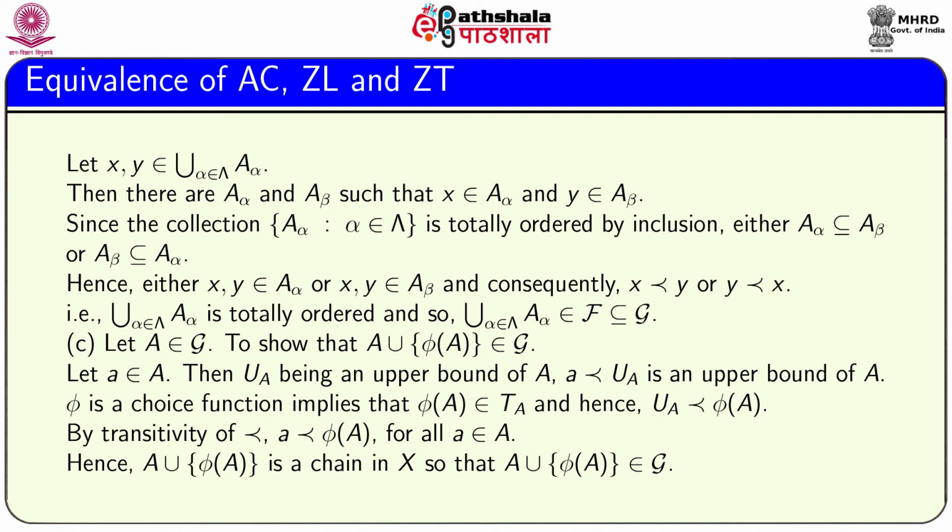Let us take a point a from capital A, then U A, being an upper bound of capital A, precedes U A. Phi is a choice function, which implies that phi of A is inside T A, and hence U A precedes phi A. By transitivity of this relation of precedence, a precedes phi A for all a belonging to capital A. Hence, A union the set containing phi A is a chain in capital X, so that A union the set containing phi A is inside G.